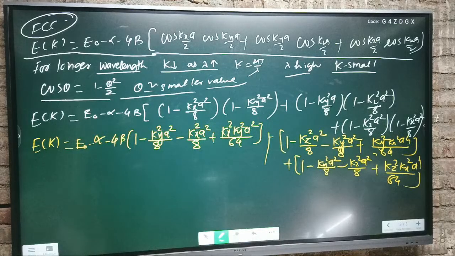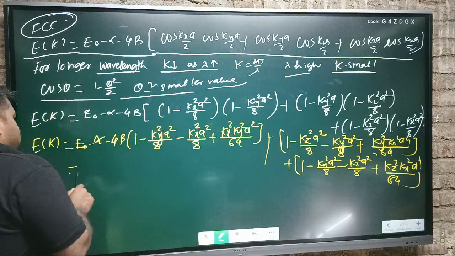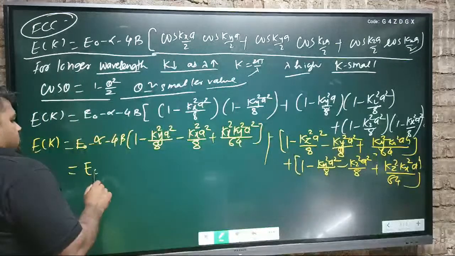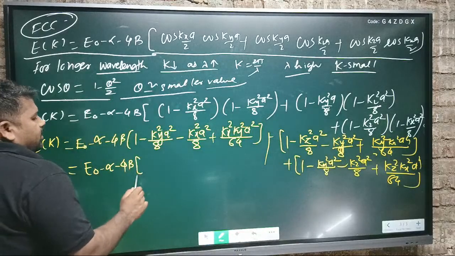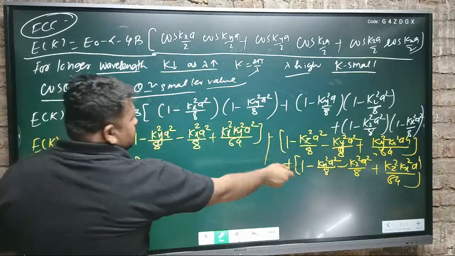The last of the first term, last of the second term, last of the third one. Means what do we get? 3 plus ky a square upon 8. E naught minus alpha minus 4 beta. Okay, 1 plus 1, how much? 3.